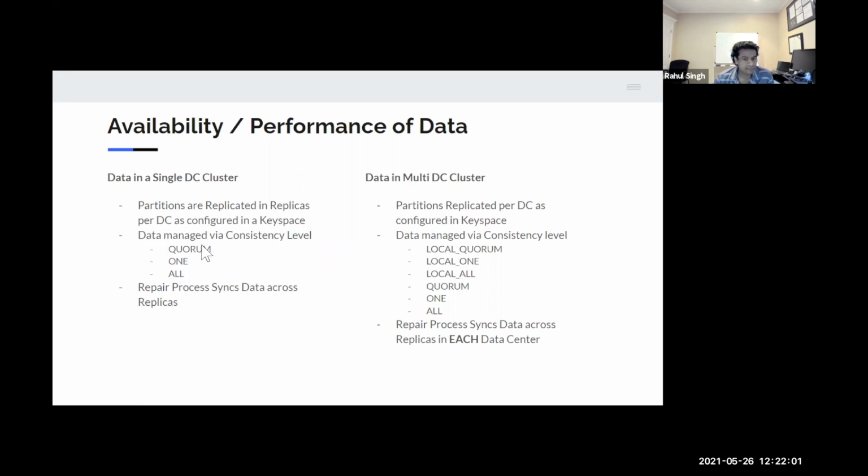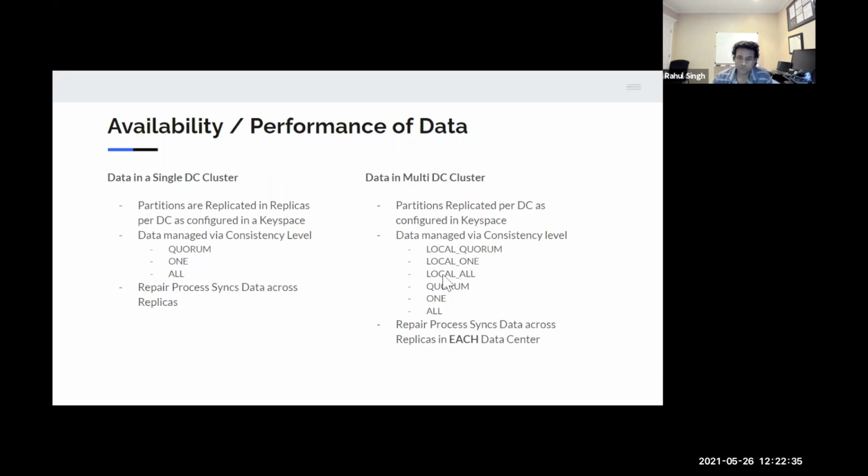Data is managed via what we would call global consistency: quorum, one, all, and you can have serial. Because we don't have 2 data centers, these are the consistency levels we can use. When we have multiple data centers, we have a couple of other consistency levels: local quorum versus quorum. The data is repaired across the replicas here. Nothing complicated, works fine. What do we get when we have a multi-DC cluster?